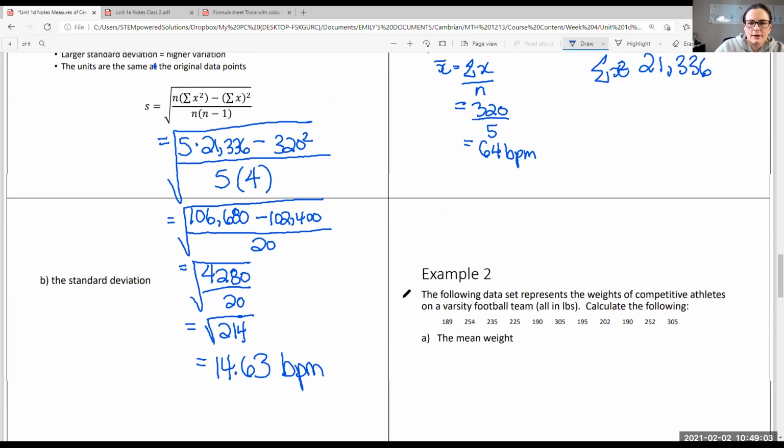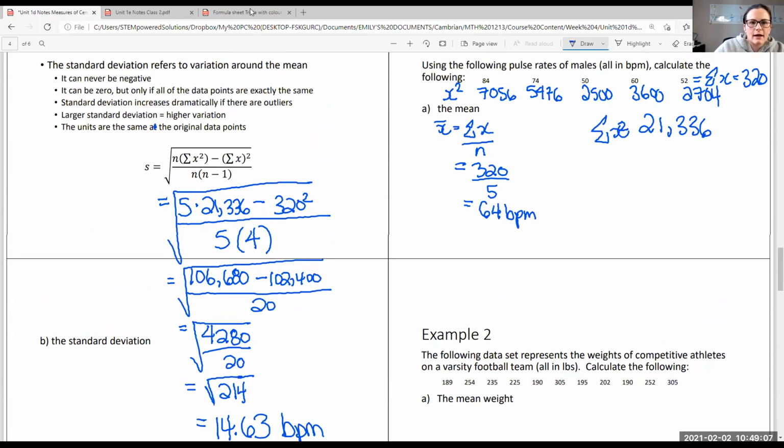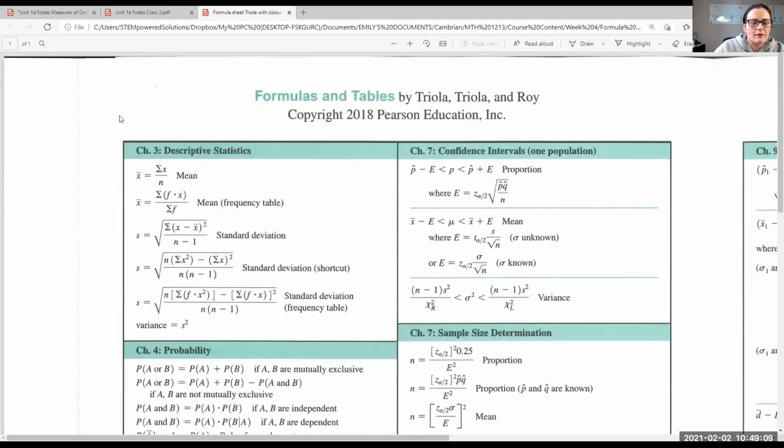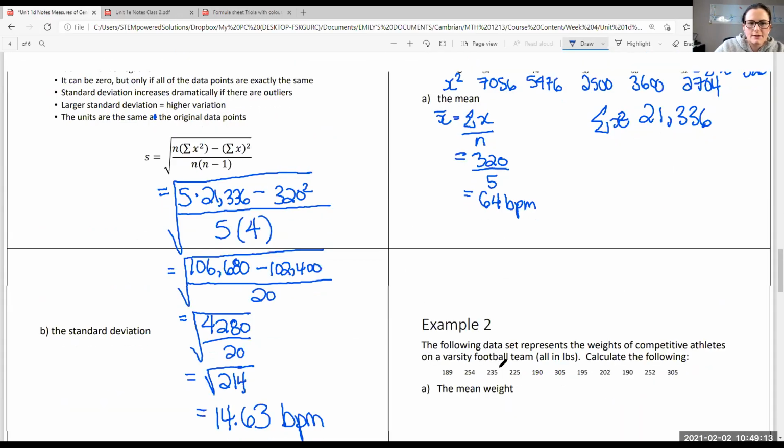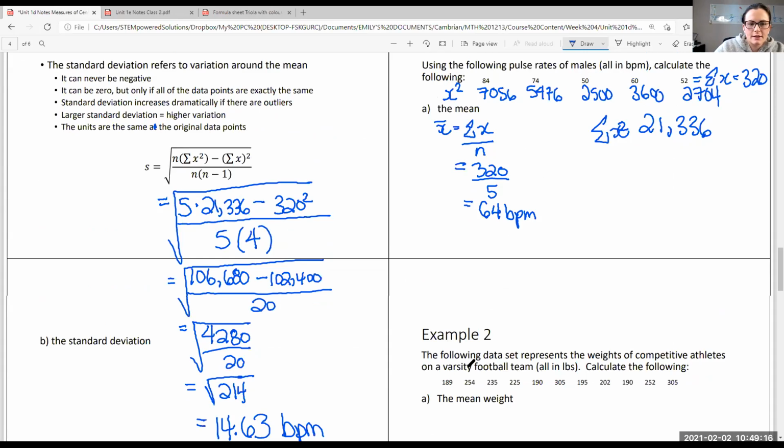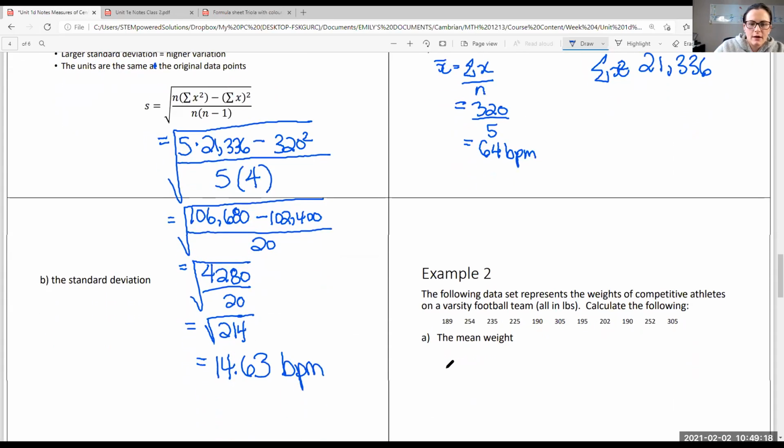All right, so that's how you calculate the standard deviation for ungrouped data. And it's very important to know the formula on the formula sheet. All right, any questions on standard deviation calculations? No? Okay.